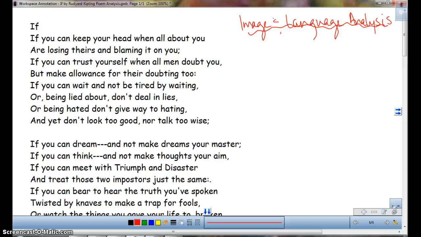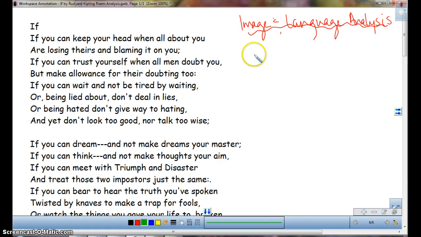Hi guys, welcome back, and this is going to be a quick video on image and language analysis, and you'll have to do this for part of your poetry project that you are working on. There are some really important things to remember when you're completing a language analysis or an analysis of any sort on your poems.